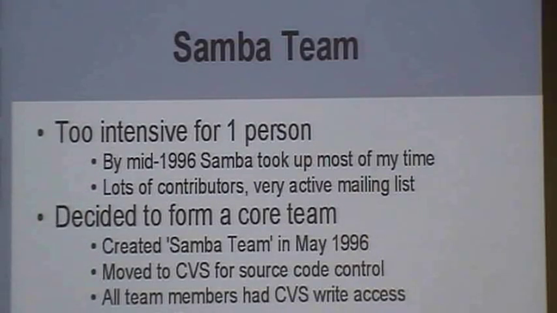But I realised that I had to be able to split up the task of managing this project between multiple people. I had to not just have one central person, or I was never going to get my thesis done, and I was never going to do anything but Samba. So we decided, a few of us got together at my house. There was a number of other Samba team members in Australia, and they came up to Canberra, and we had some pizza and sat around at my house one evening, and we decided to form something called the Samba team in May 1996. And we decided to move to a source code management system.